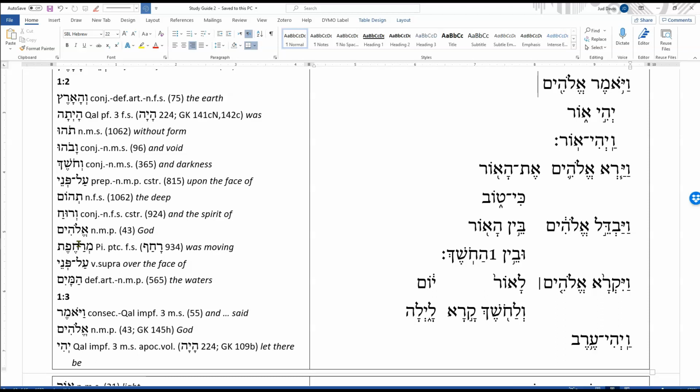Notice the parallelism. So Elohim caused a division between the light and between the darkness.